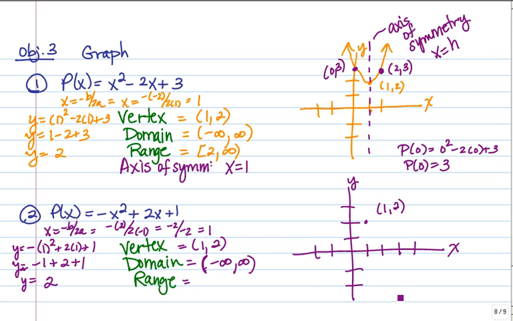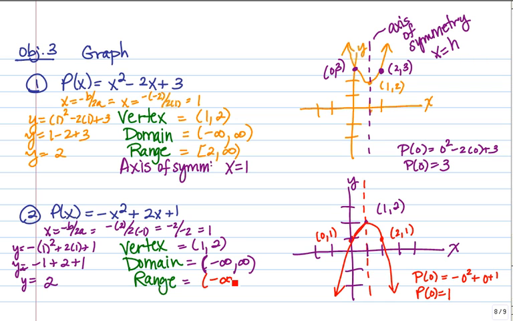If you want to get a few more points on there just to be pretty precise, you can. Let's plug in 0. P of 0 would be the opposite of 0 squared plus 2 times 0 plus 1, which is simply 1. So we know (0, 1) is on the graph, which means if we go out to the right of the vertex to 2, we should also find a mirror image point at (2, 1). So the parabola is going to look something like this. The range is from the bottom up, so that would be from negative infinity to the maximum y value, which is 2.